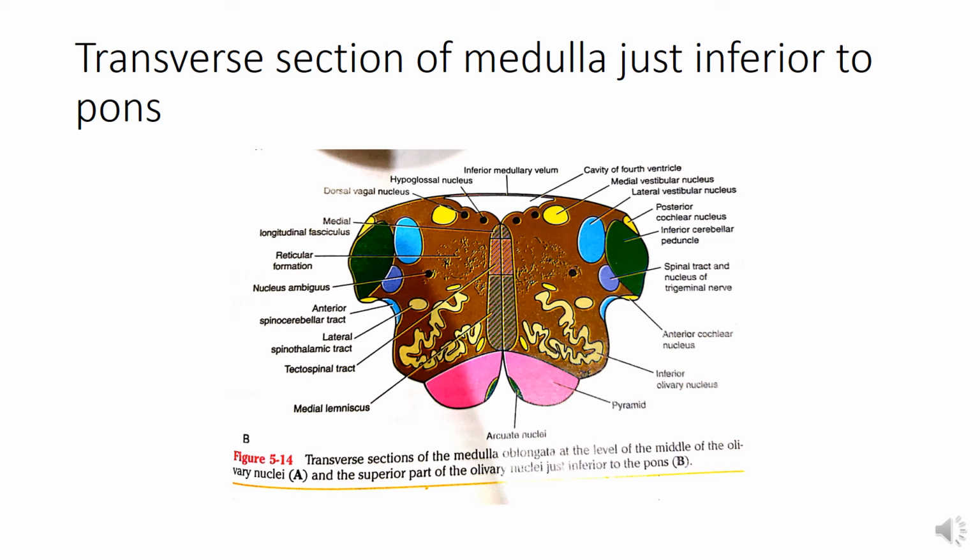So you can see here the posterior cochlear nucleus. Initially it was lying here at the lower level and anterior here, while now at this level it lies just anterior, just adjacent to the inferior cerebellar peduncle. So the posterior cochlear nucleus lies here and the anterior cochlear nucleus lies just anterior to the inferior cerebellar peduncle, and the inferior vestibular nucleus is replaced by the lateral vestibular nucleus. So this is the only change which occurs at this level. Rest of the things are the same.